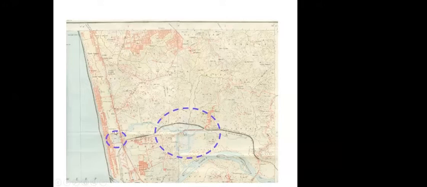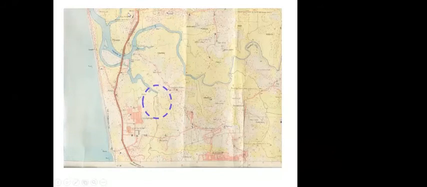Okay, so this area I'm zooming in again. This portion I'm zooming in on, and here the photograph I'm showing is from here, and this is the NITK campus. Okay, this is the NITK campus. This is extracted from topo sheets almost 20 years back.